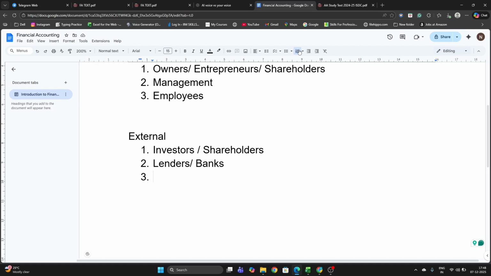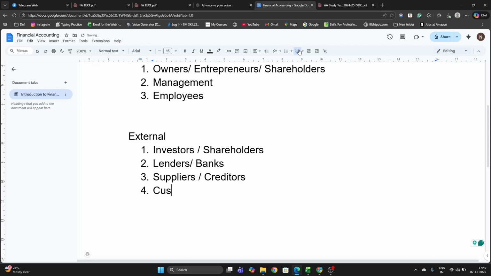So the third one would be suppliers, or we can call them creditors, right? So suppliers provide goods on credit. If you are not credible, then which supplier would give you goods on credit? So they will check your credibility. Will you be able to pay on time? Or were you good at paying debt on time? Before offering credit, they want to know whether the business can pay them back on time or not, right?